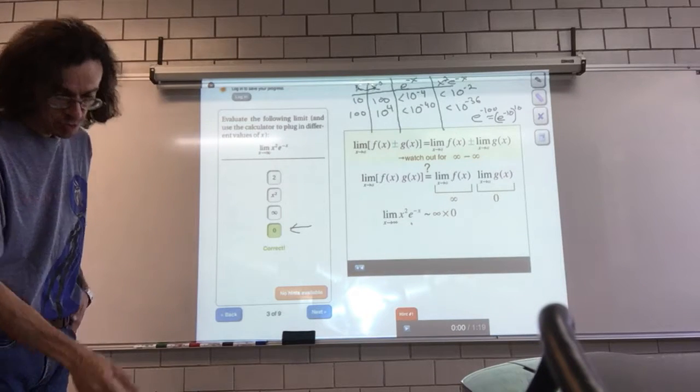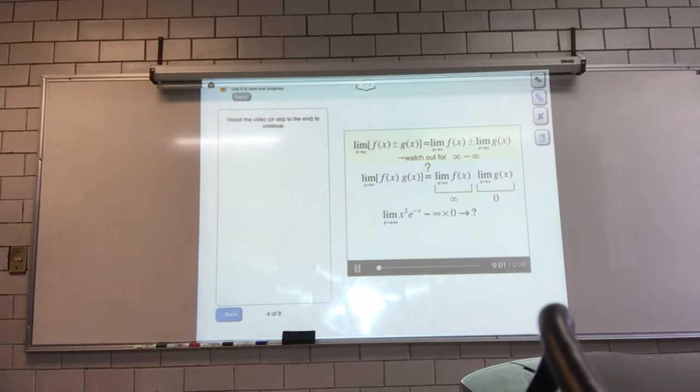Right. The exponential term won that battle and sent the product to 0. By the way, exponentials always go to 0 or infinity faster than powers do. So you could say that exponentials always beat powers.